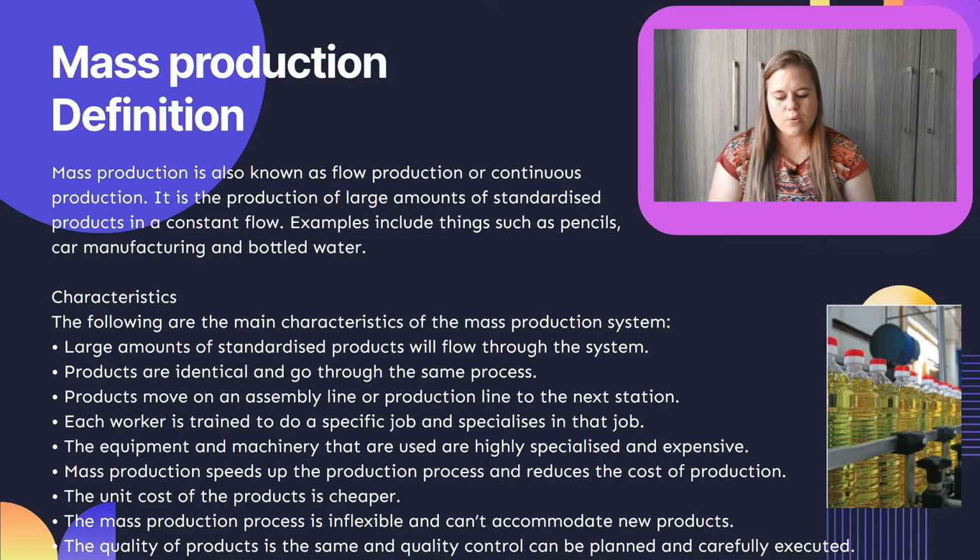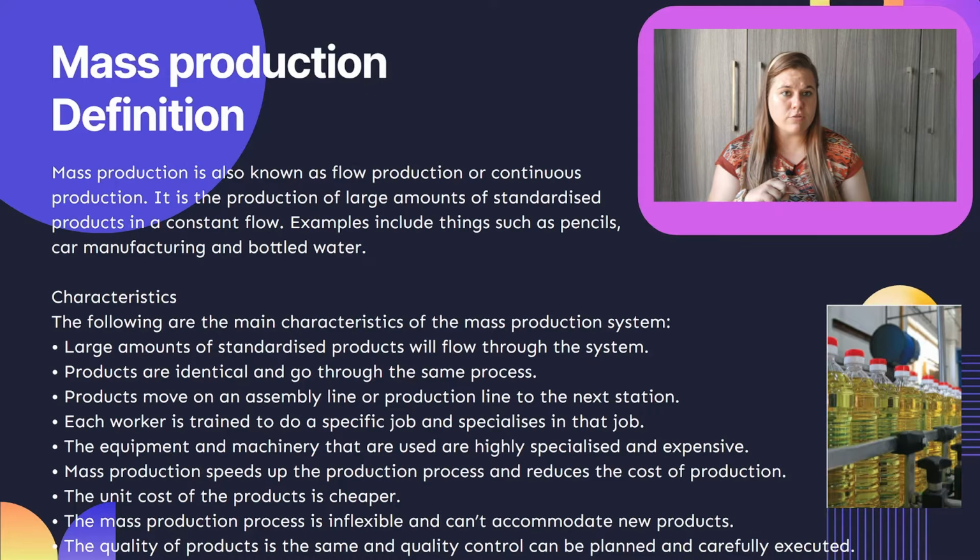The equipment and machinery that are used are highly specialized and expensive. Mass production speeds up the production process and reduces the cost of production. The unit cost of the product is cheaper. Why? Because we're doing it on a production line and it's all the same. The mass production process is inflexible and cannot accommodate new products. The quality of the products is the same and the quality control can be planned and carefully executed.